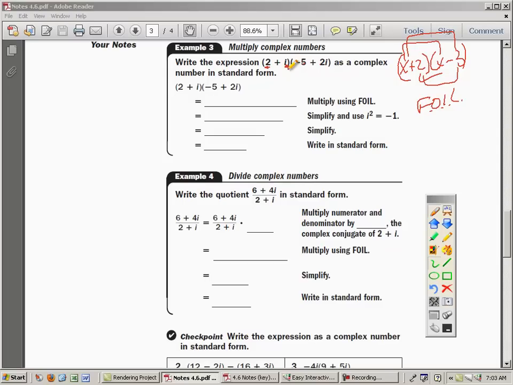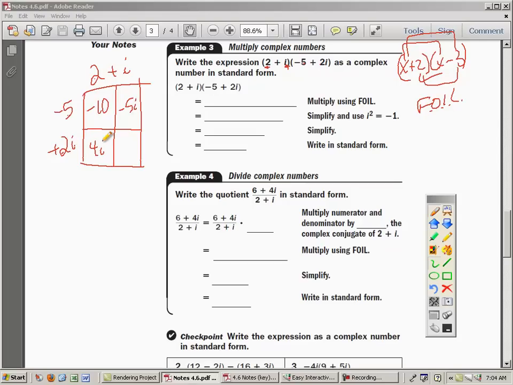All right, so we have to use FOIL: first, outers, inners, last. Some of you guys like Punnett squares better, and we've talked a little bit about these in this class too. This is 2 plus i, this is negative 5 plus 2i, and so when I go to FOIL, this is negative 5 times 2, which is negative 10, negative 5 times i, which is negative 5i, 2i times 2, which is 4i, and then 2i times i becomes 2i squared. We'll deal with that in just a second here.